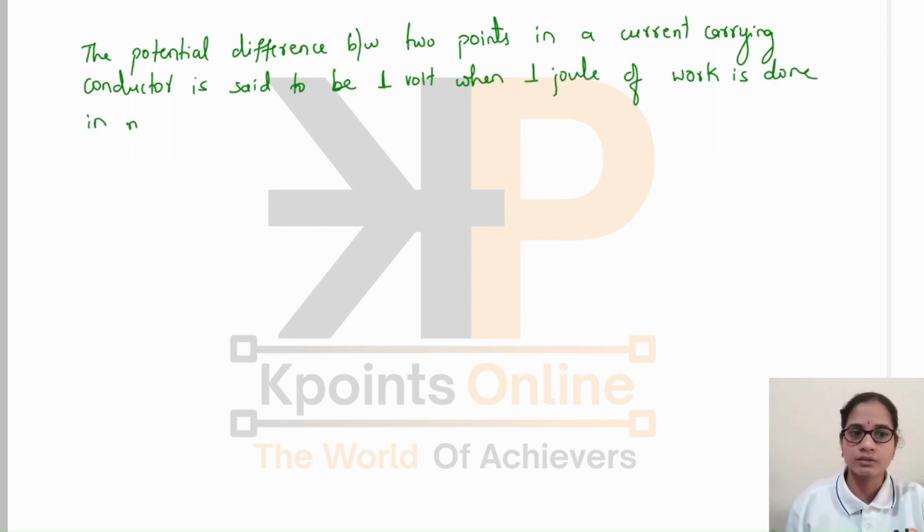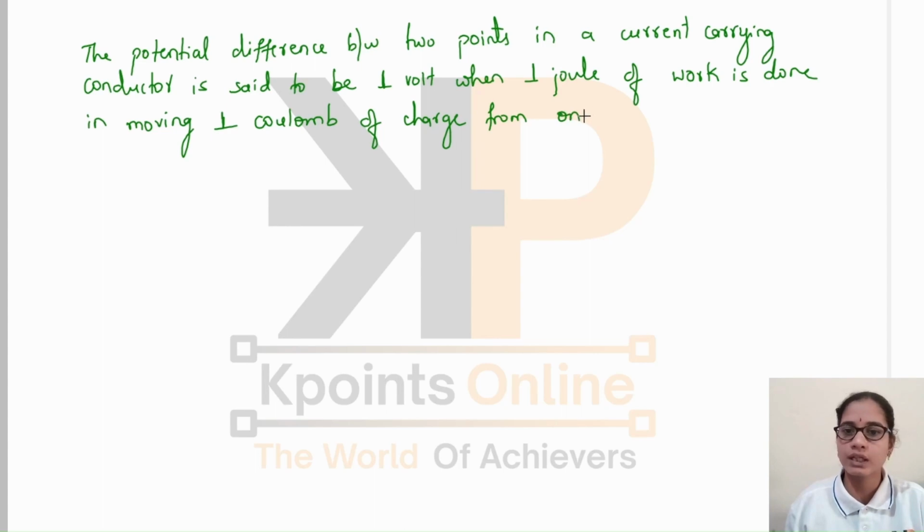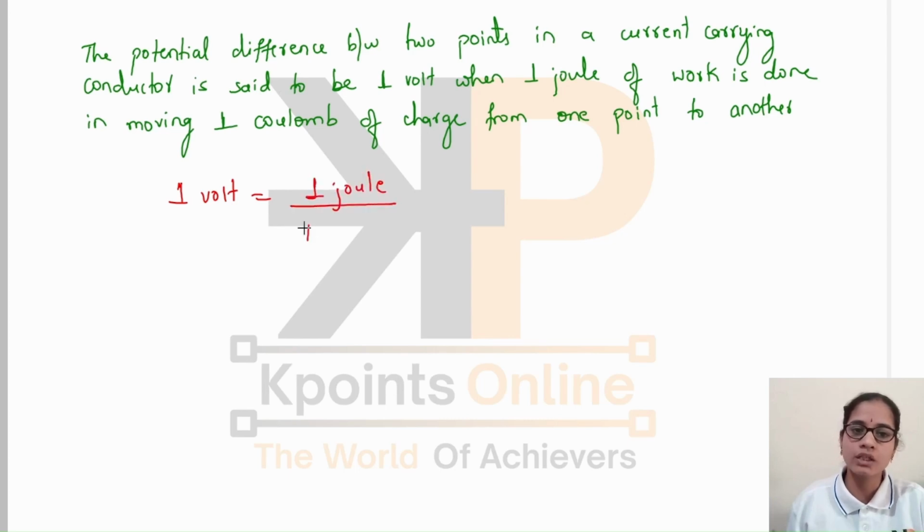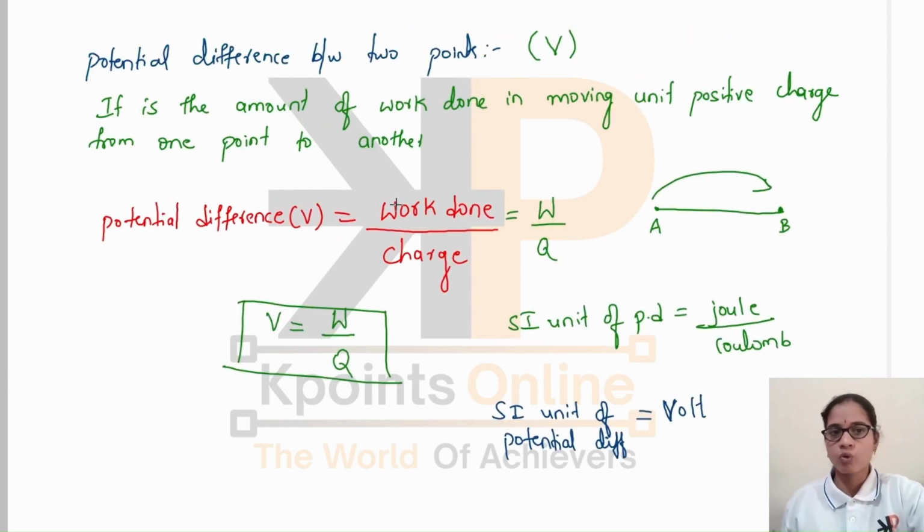In moving 1 coulomb of charge from one point to another. So 1 volt is equal to when 1 joule of work is done in moving 1 coulomb of charge from one point to another point.